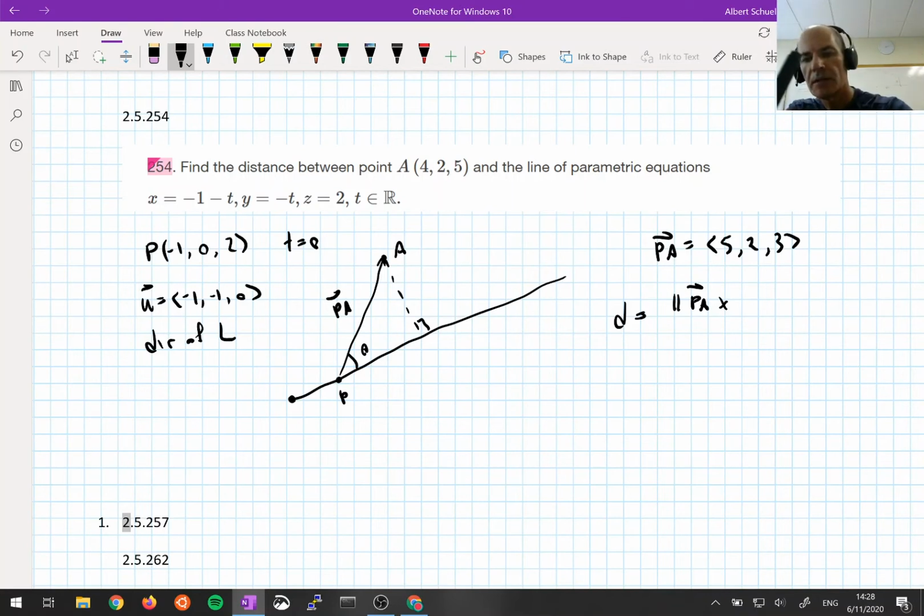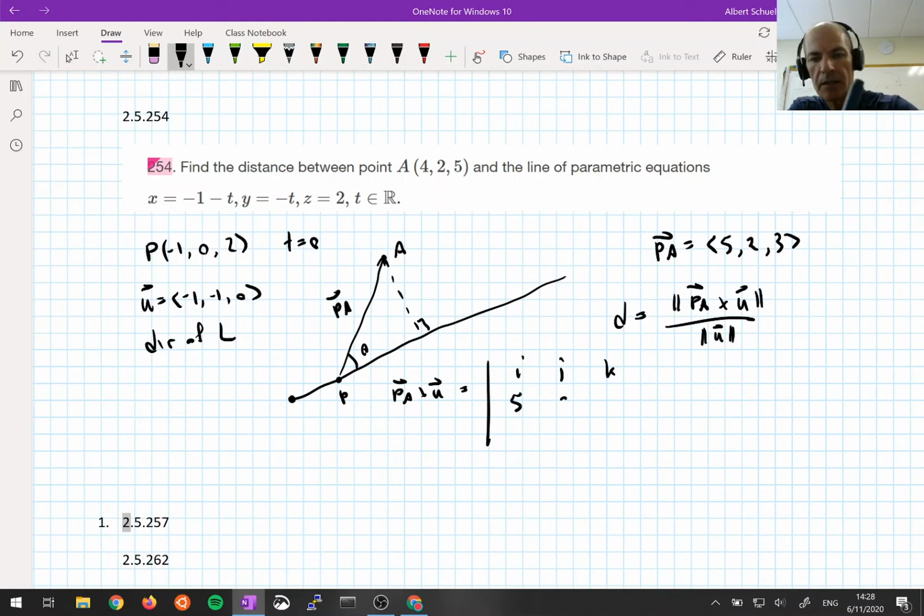So we need to compute the cross product and then divide by the length of the direction vector. Okay, haven't done a cross product in a while. Let's do one real quick here. The cross product of PA with U is, we're going to use the determinant approach, i, j, k. We'll put PA in the first slot, 5, 2, 3. And we'll put U in the second slot, -1, -1, 0.